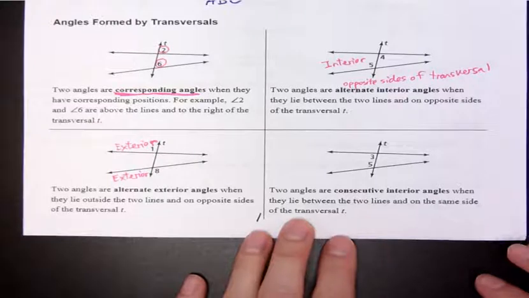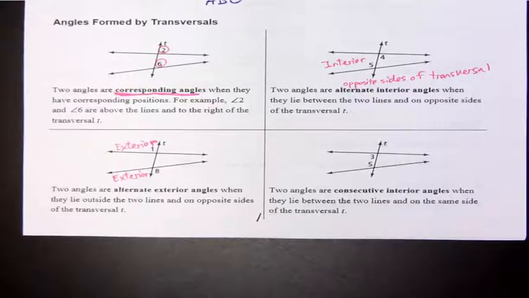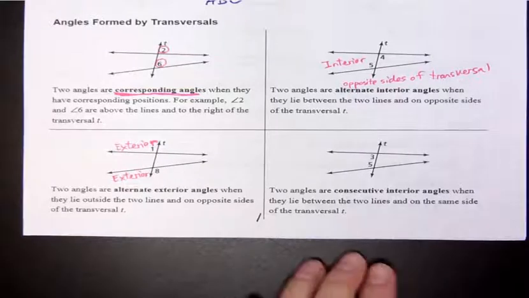Yes? Does it matter if the 4 would be on alternate interior angles? Would it matter if the 4 was on the left side and the 5 was on the right side? No, those would still be alternate interior. And we'll have a drawing that we label these in just a minute.